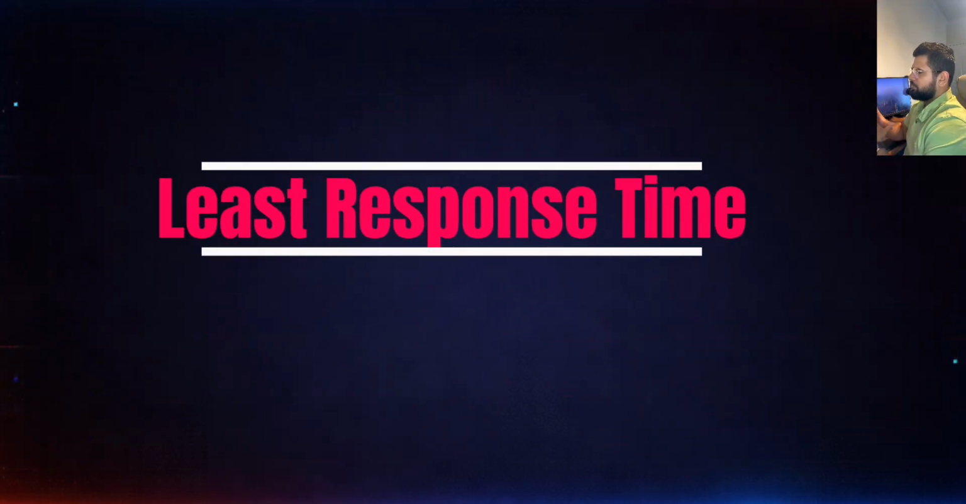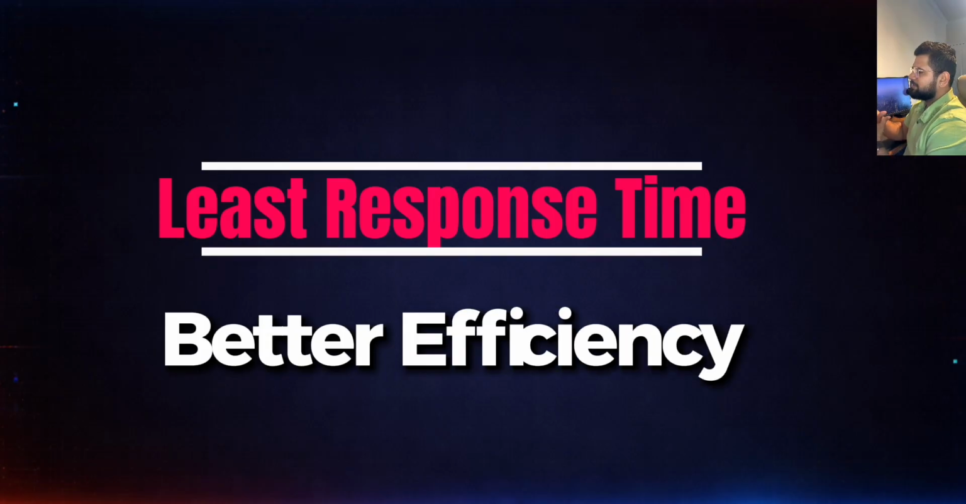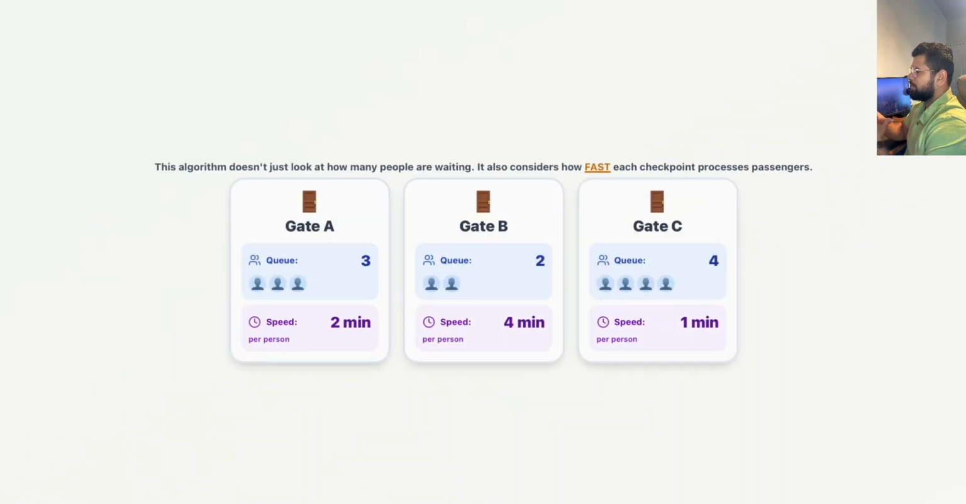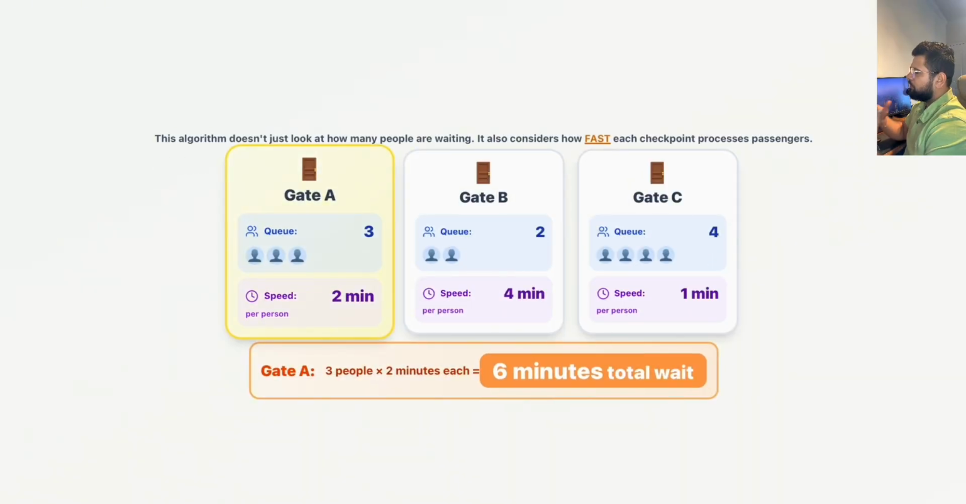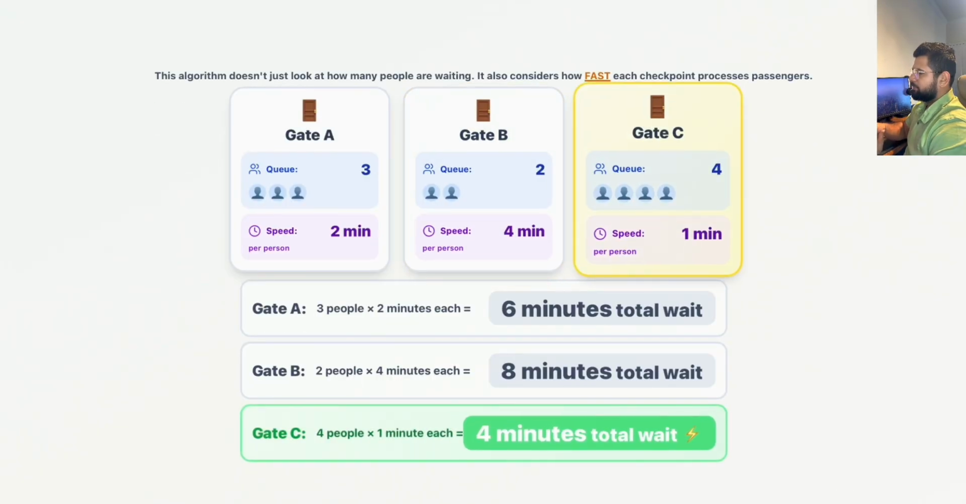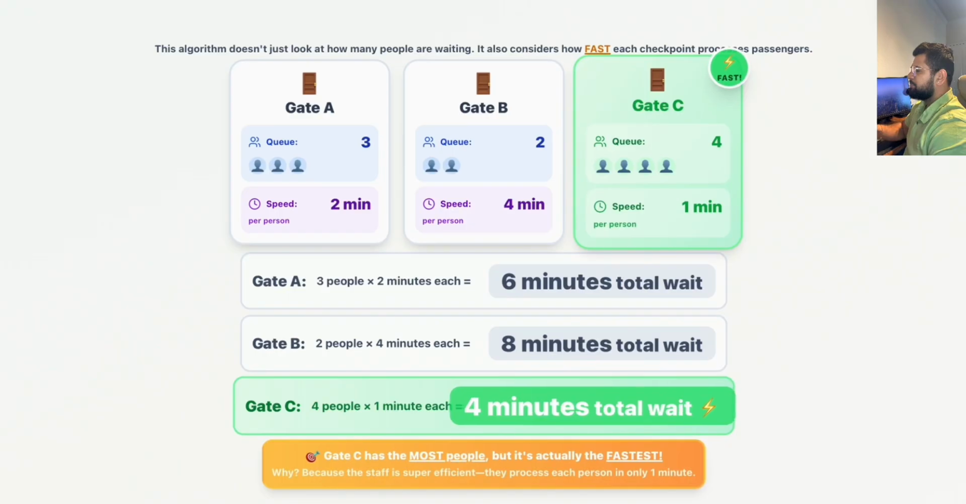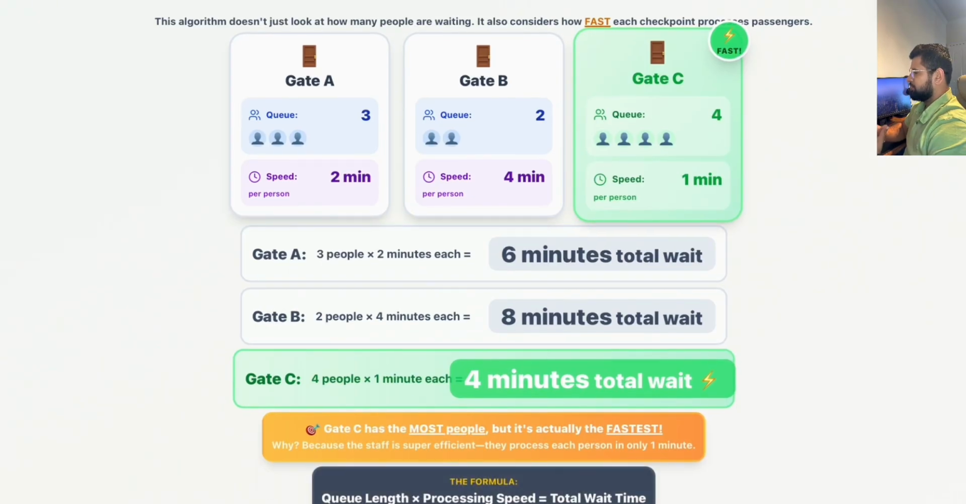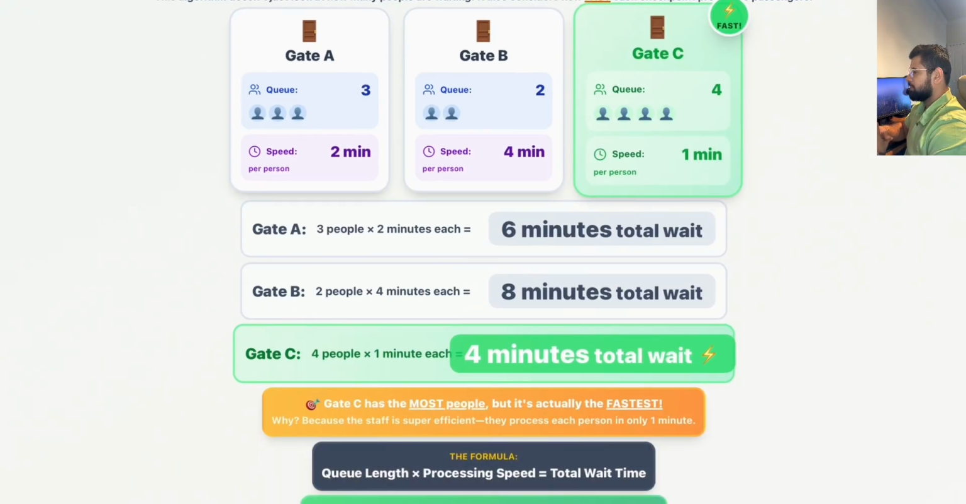Least response time algorithm. This algorithm doesn't just look at how many people are waiting, it also considers how fast each checkpoint processes passengers. Watch this calculation. Gate A, 3 people times 2 minutes each. That is 6 minutes total wait. Then Gate B, 2 people, 4 minutes each. That is 8 minutes total wait. And Gate C, 4 people, just 1 minute each. That is 4 minutes total wait.